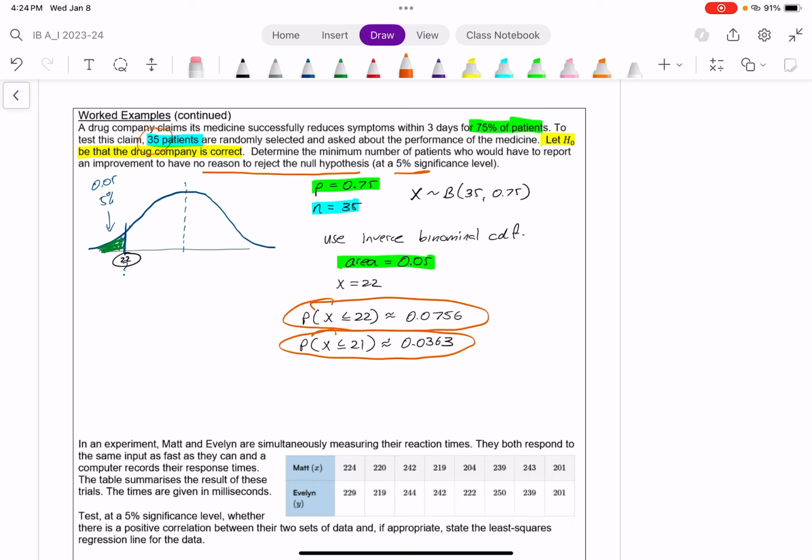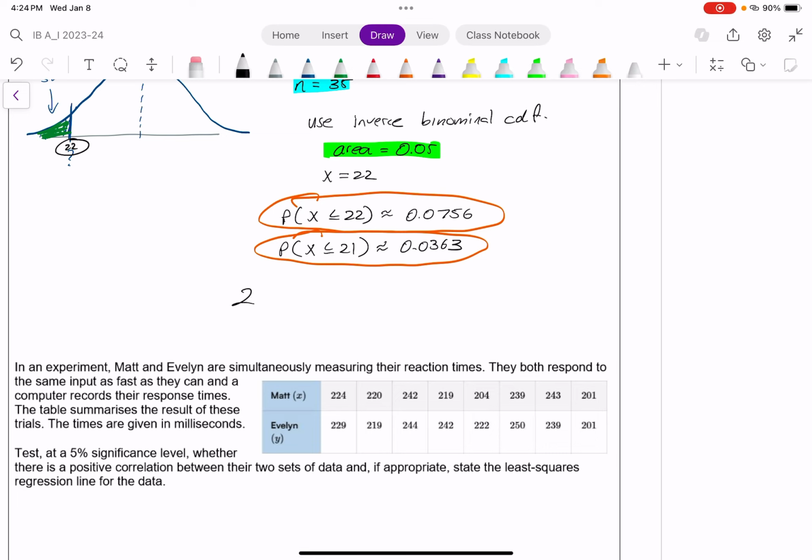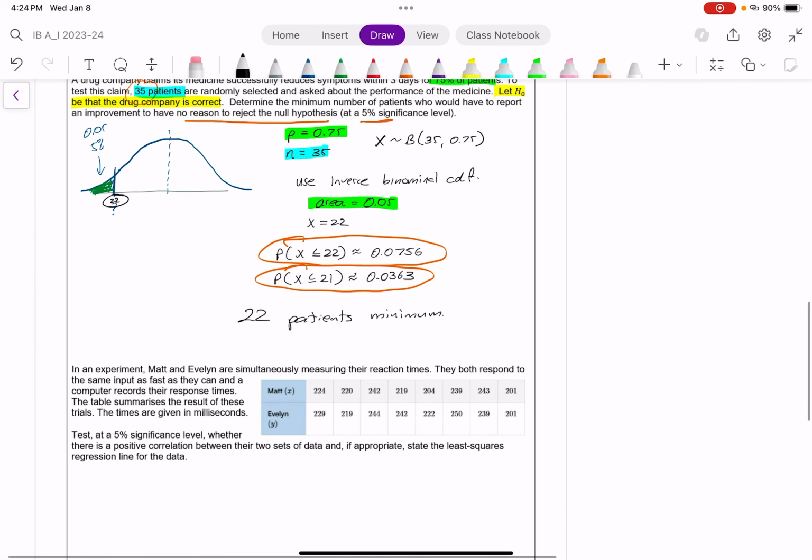From the drug company standpoint, as long as there are 22 or more patients who can report an improvement, then we don't have a reason to reject their hypothesis that their drug really does work at 75%. So, long story short, 22. 22 patients is the minimum. Ideally, if their drug really does work, they'll get more than 22.